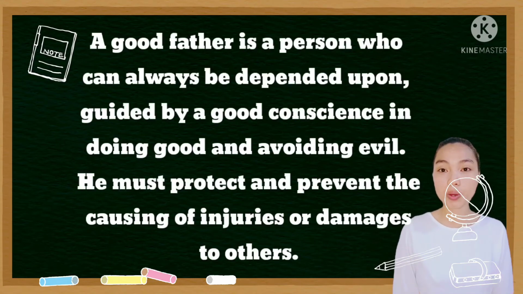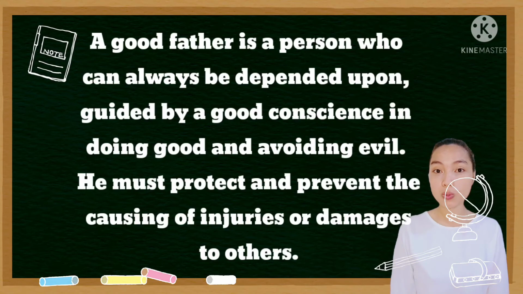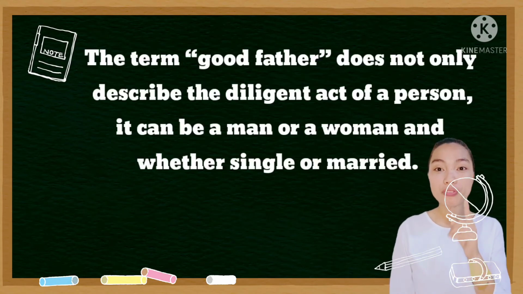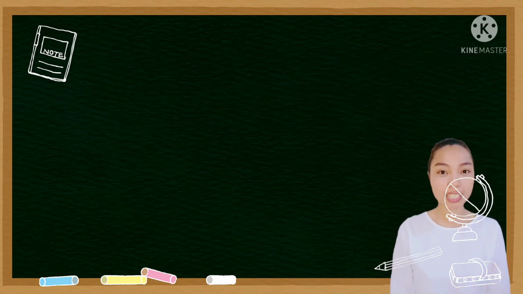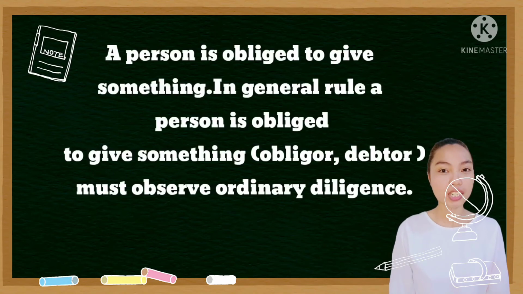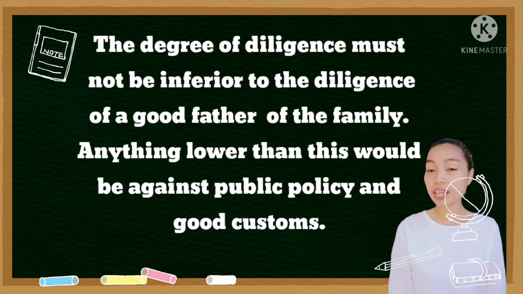A good father is a person who can always be depended upon, guided by a good conscience, doing good and avoiding evil. He must protect and prevent the causing of injuries or damages to others. Remember, the term good father does not only describe the diligent act of a person. It can be a man or a woman, whether single or married. Article 1163 says that a person obliged to give something, as a general rule, must observe ordinary diligence. Another standard of care may apply. The degree of diligence must not be inferior to the diligence of a good father of the family. Anything lower than this would be against public policy and good customs.